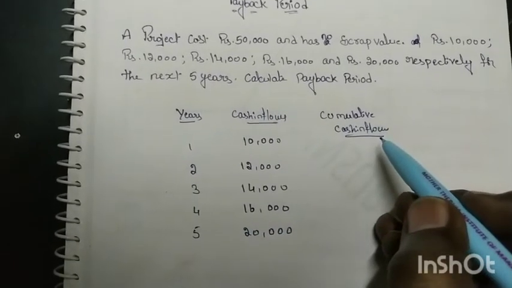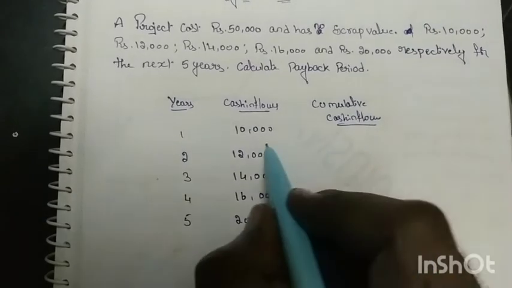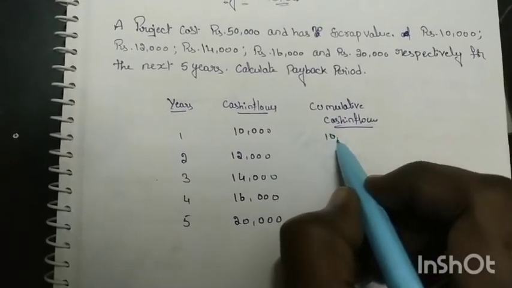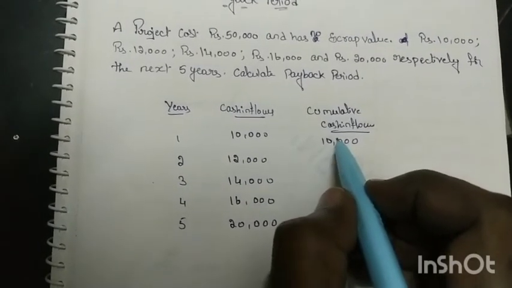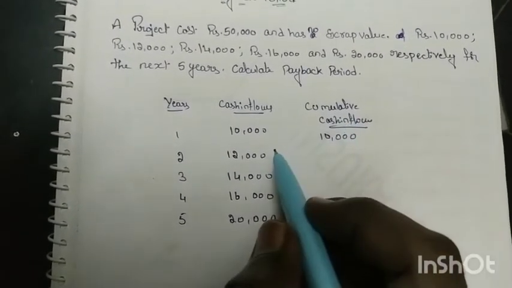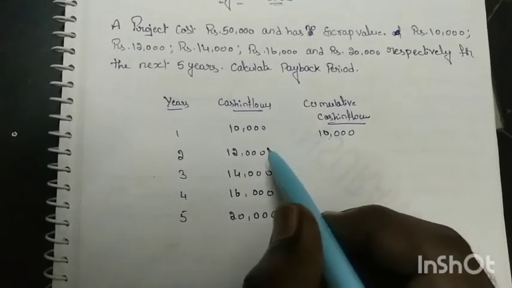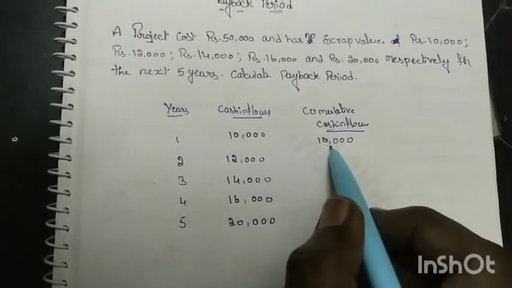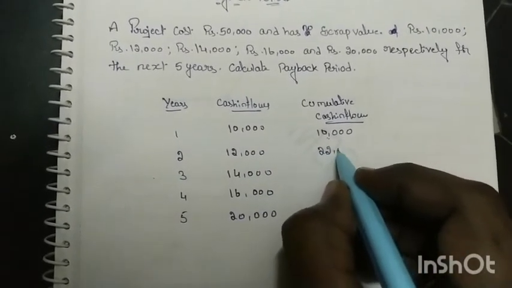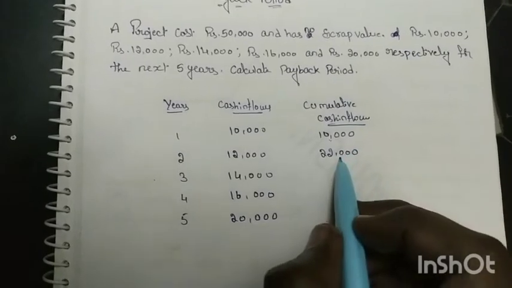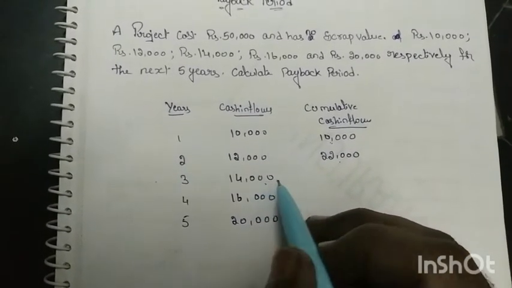Now cumulative cash inflow. So how to calculate cumulative cash inflow? For the first year keep the inflow the same as usual, that is 10,000. And now for the second year, in case of cumulative cash inflow we will add the second year cash inflow to this 10,000, that is 10,000 plus 12,000, that is 22,000.